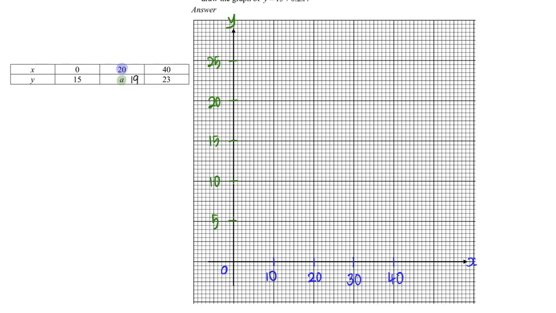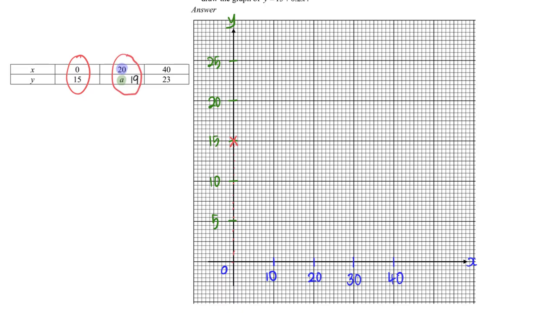Next is to draw and plot the points. I'm going to use red color to plot it. So the first point is here. When x is 0, y is 15. So that will be this point here. Since the x is 0, if I were to do a dotted line, the y is at 15.